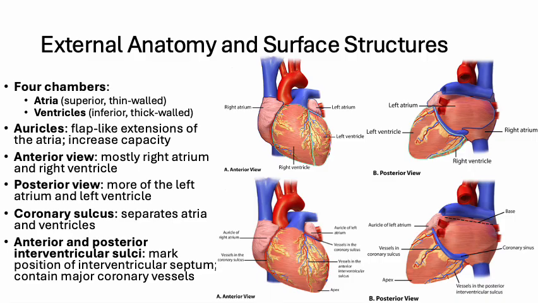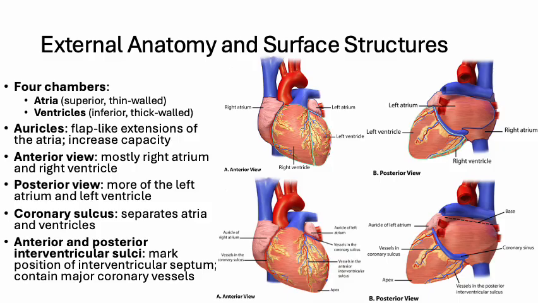Each atrium has a flap-like extension called the auricle. These auricles slightly increase the volume of the atria and help accommodate more blood during periods of high return, like exercise. You'll notice they resemble small ears, hence the name, which means little ear in Latin.